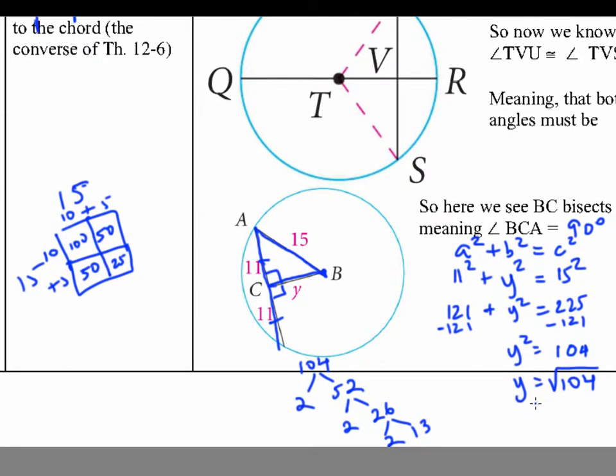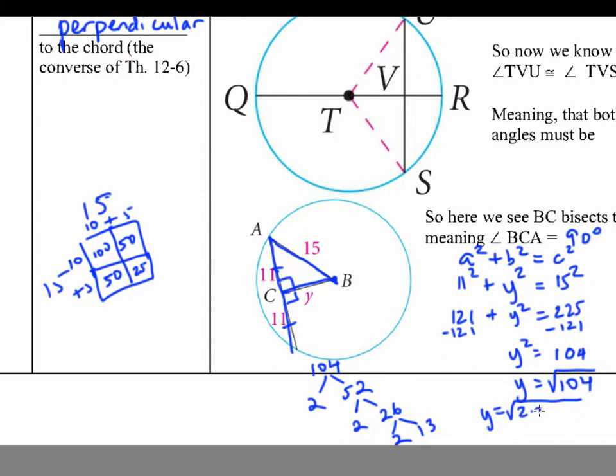We can't break that down anymore, but we could say y equals the square root of 2 times 2 times 2 times 13. Which we can take out this pair. So y equals 2 times the square root of whoever is left over, 26. So y equals 2 root 26.